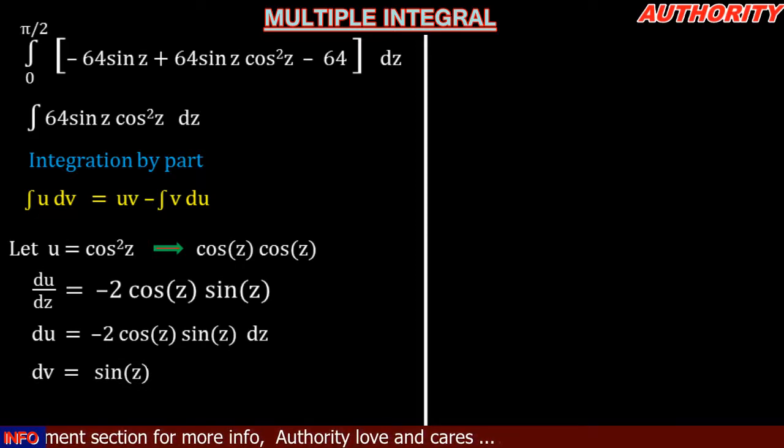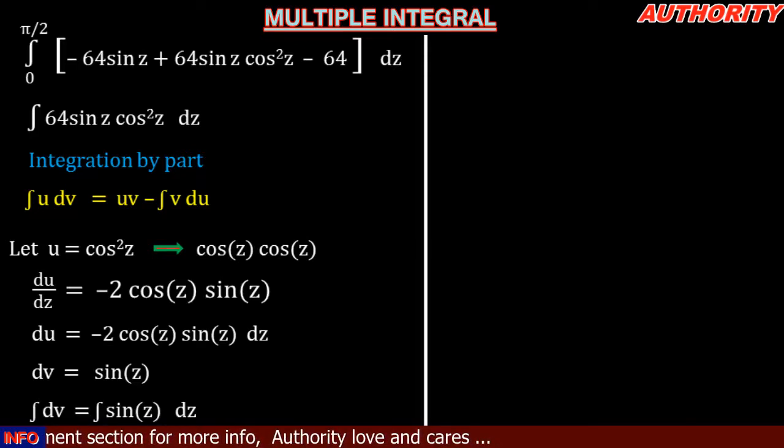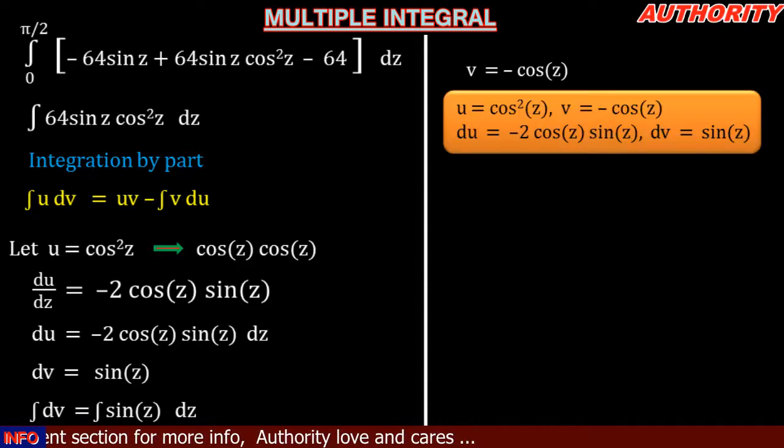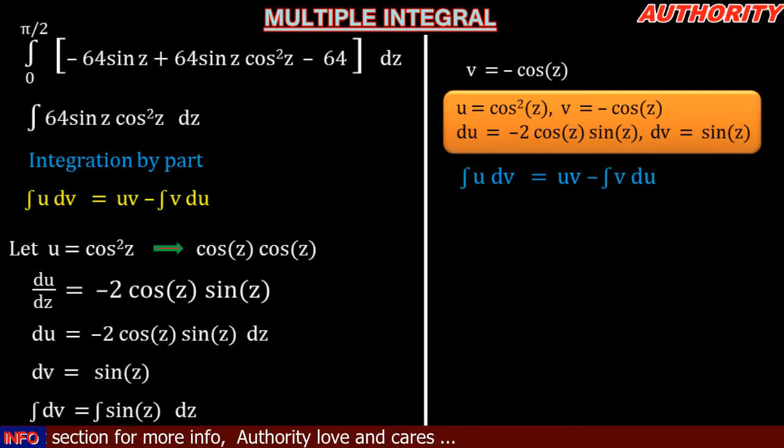Now let's integrate both sides. The integral of dv is equal to the integral of sine z dz. Integrating the left hand side gives us v, and the integral of the right hand side gives us minus cos z. So we have that u is equal to cos squared z, v is minus cos z, du is minus 2 cos z sine z dz, and dv is sine z dz. The integration by parts formula says that the integral of u dv is equal to uv minus the integral of v du. We have split this function, and we know all these variables: u, v, du, and dv.